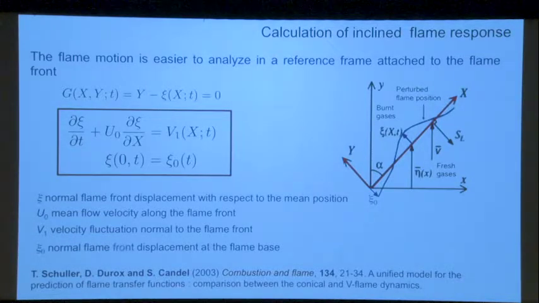You can look at this paper here, a unified model for the prediction of flame transfer functions, where we do the analysis fully. So basically what you do is you use the G equation in a framework which is this one, XY. The natural framework is to use the inclination of the flame for X, and Y is perpendicular. So you go into this framework, and then you have these velocities that are coming in, or the equivalence ratio perturbations that come in.